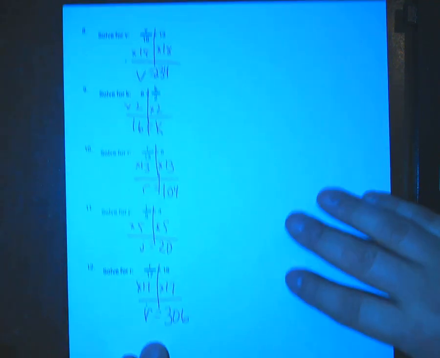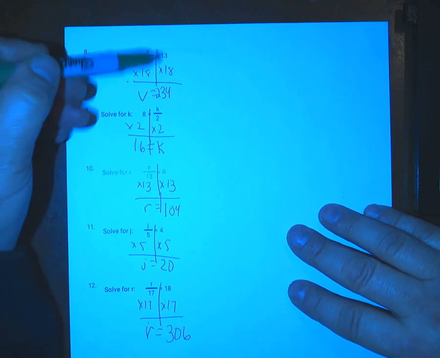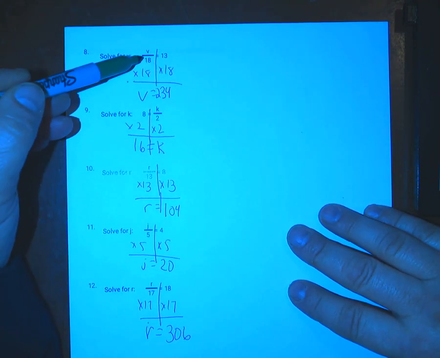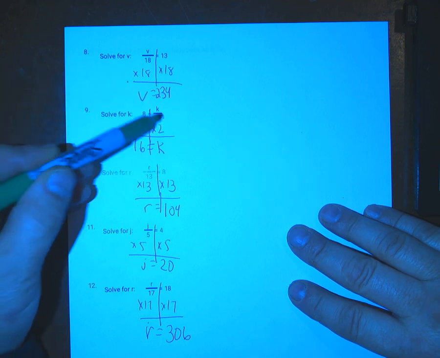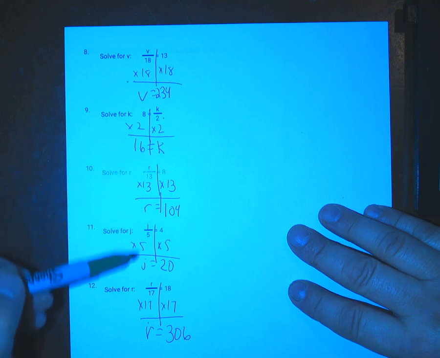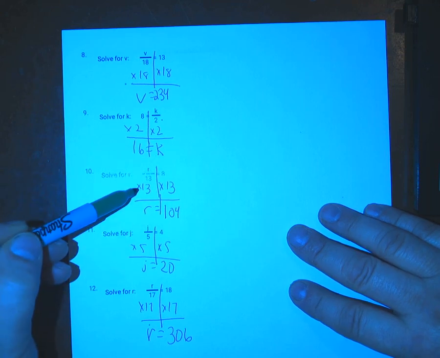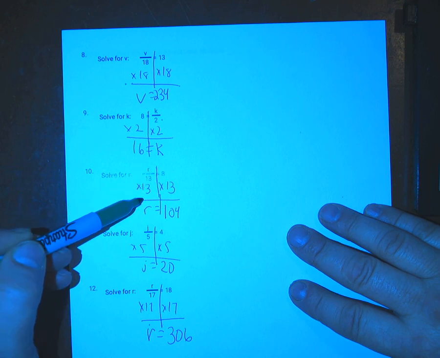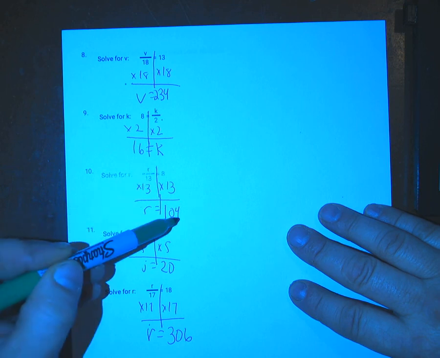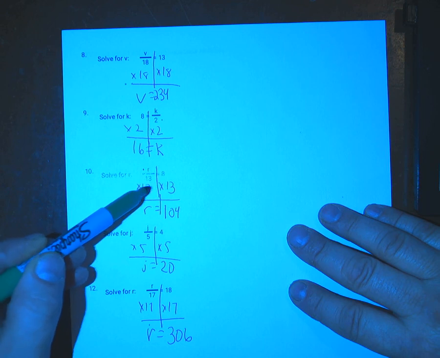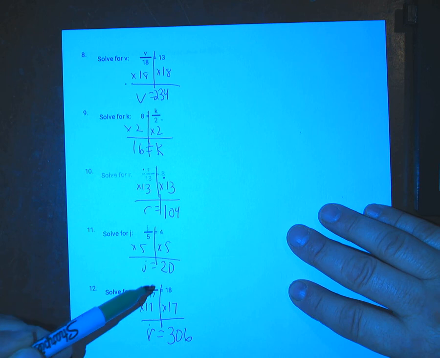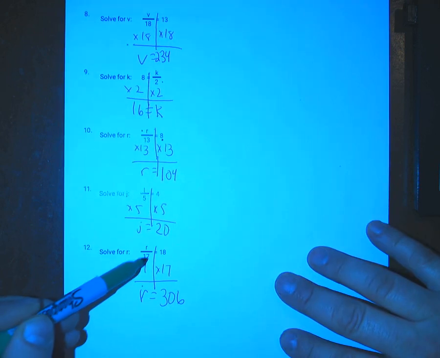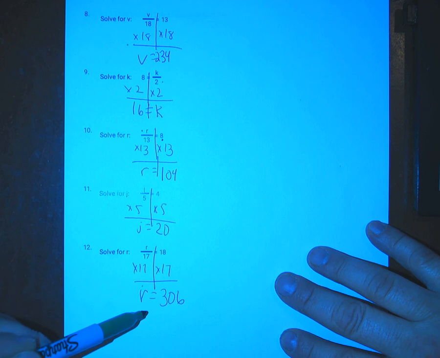Okay, so let me just run through the answers for number 8 through 12. Drop the t, multiply by 18. V is 234. Drop the t, multiply by 2. K is 16. Notice the variables on this side, that's okay. Divided by 13 here, so I multiply by 13. R is 104. If I put 104 in there and divided by 13, I would get 8. Times 5, j is equal to 20. Times 17, R is equal to 306.